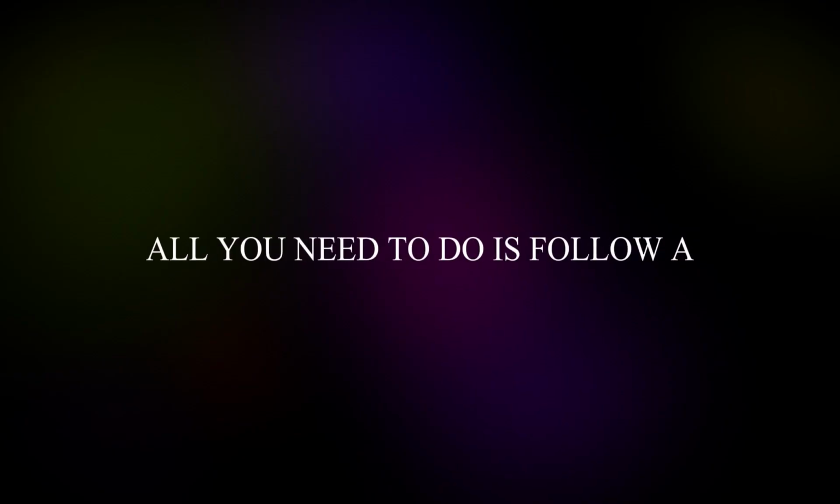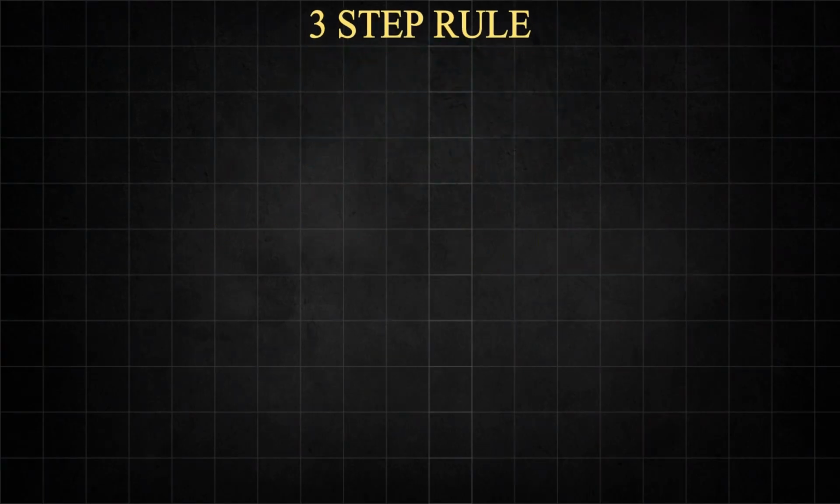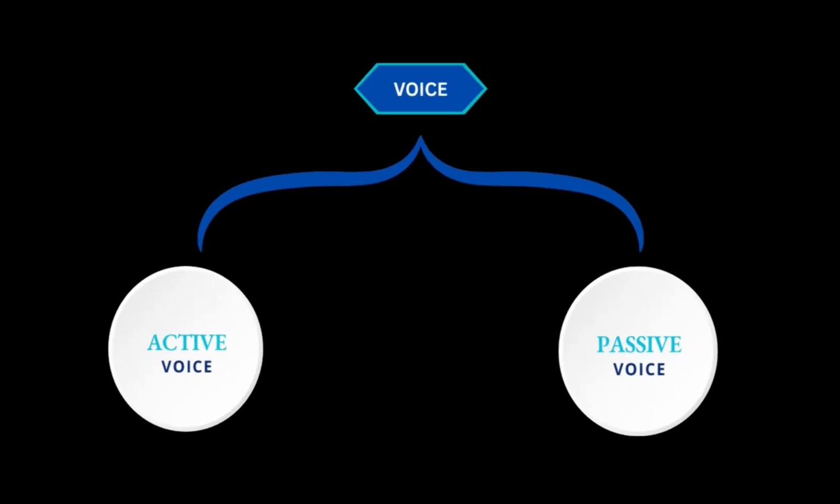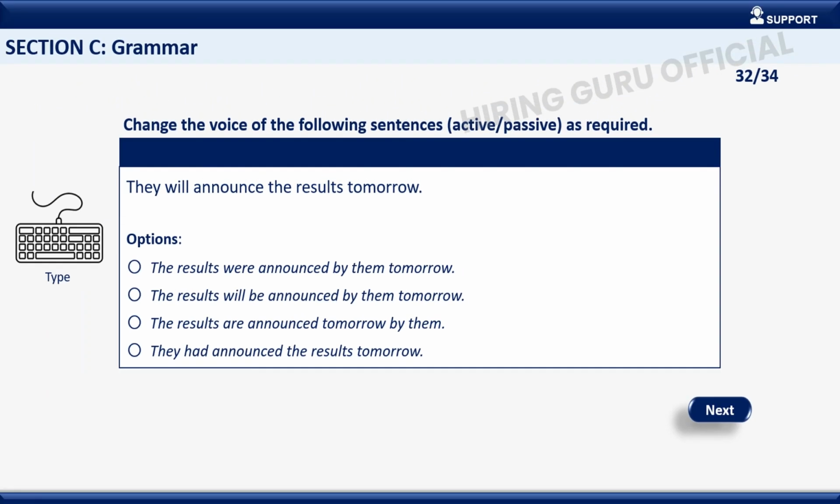All you need to do is to follow a 3 simple step rule and you'll be all set to go. Let me try to explain all 3 rules along with relevant examples. Trust me, after watching this, you will never make mistakes with active and passive voice questions. Okay, so let me first show you a sample question.